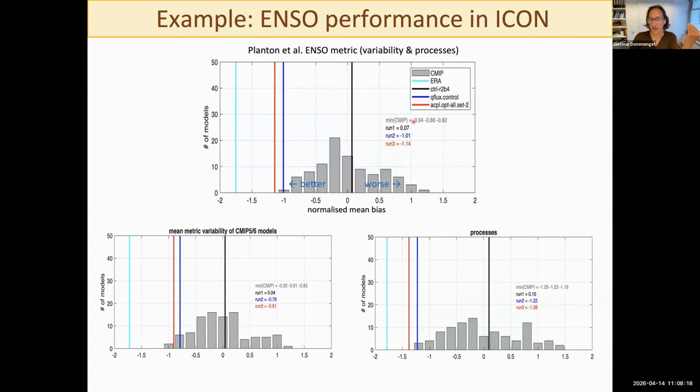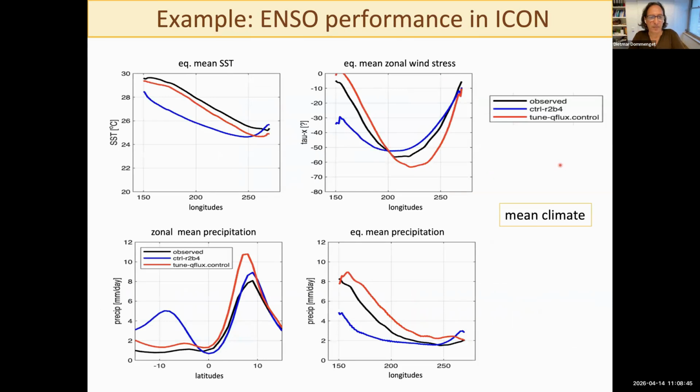I put in here the numbers of the best model. It's minus 0.9, and the flux corrected one is minus 1.0. So it's better than the best model in the archive from Planton et al. just by putting in flux corrections. I have another run where I also tune the parameters. So in addition to the flux corrections, I also tune some parameters, and that makes it even a little bit better. So I show you a few ENSO statistics to show you what this looks like.